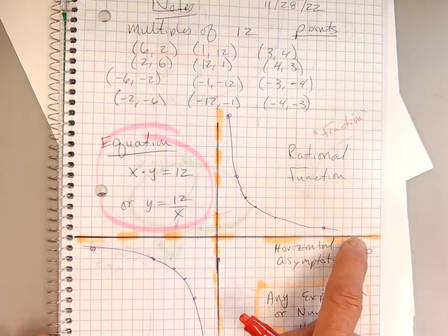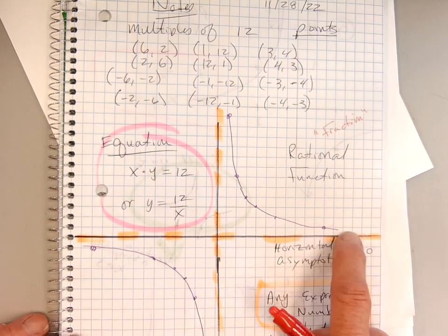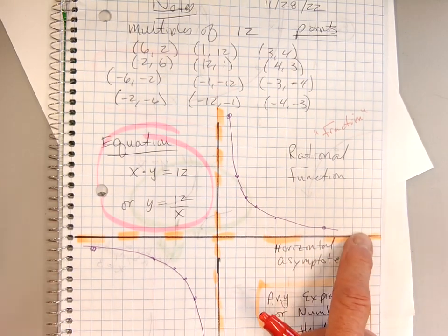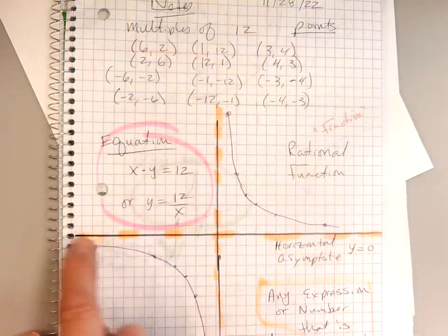So one of the things we know is that for multiples of 12, what times what makes 12? You'll never get an answer of 0. 0 times anything will never equal 12. So we know that 0 cannot be a number on either x or y.